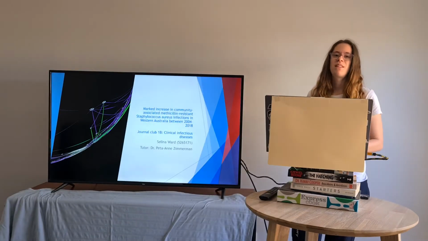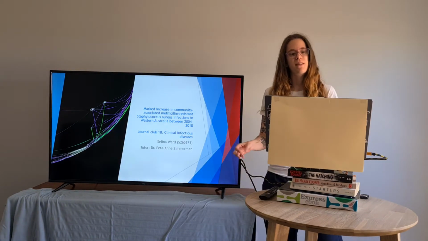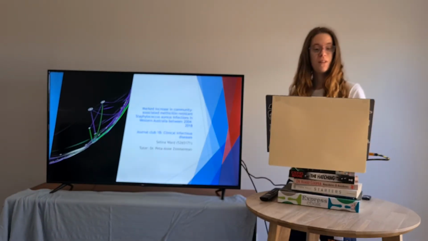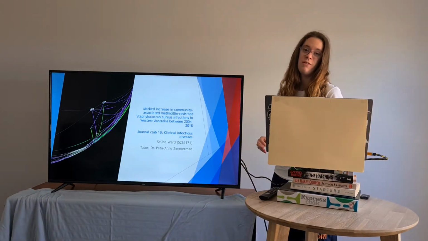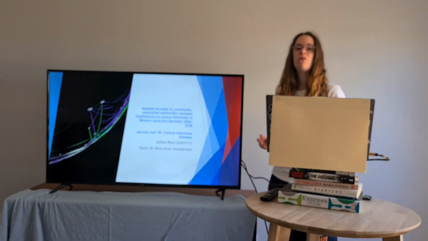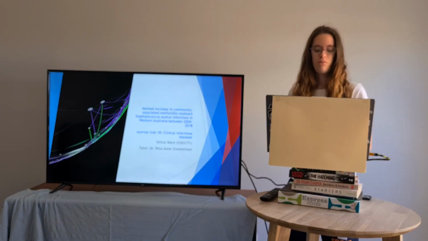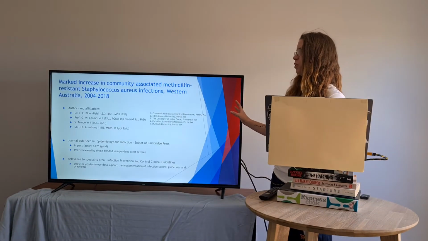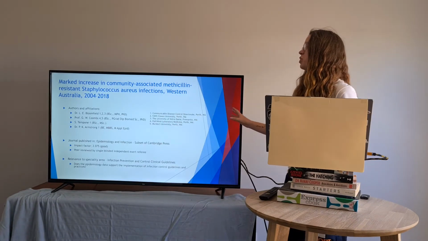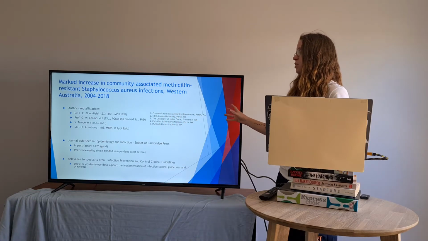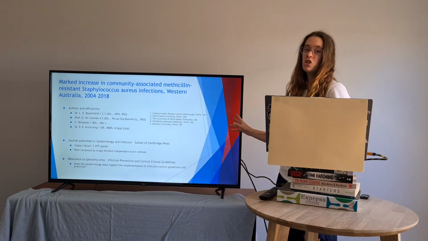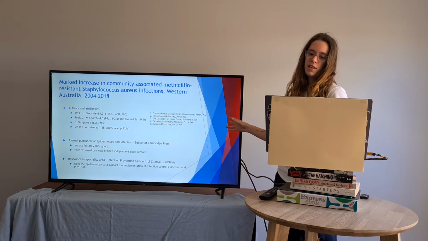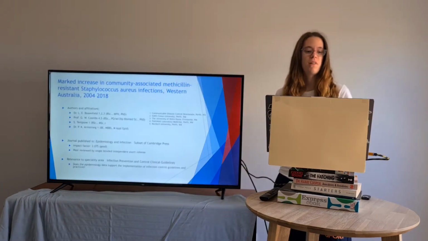Morning. My name is Selena Ward, and today I will be discussing a paper entitled A Marked Increase in Community-Associated Methicillin-Resistant Staphylococcus aureus Infections in Western Australia between 2004 and 2018. This paper was written by 4 authors: Dr. Bloom, Professor Coombs, Ms. Tampone, and Dr. Armstrong, all of which currently work for respectable teaching universities and associated laboratories here in Western Australia.